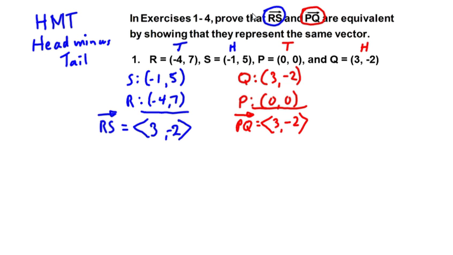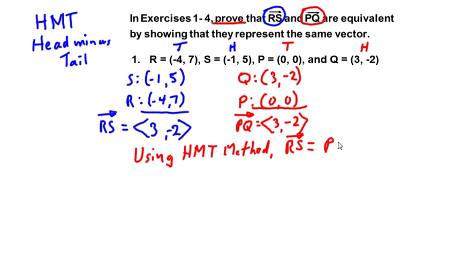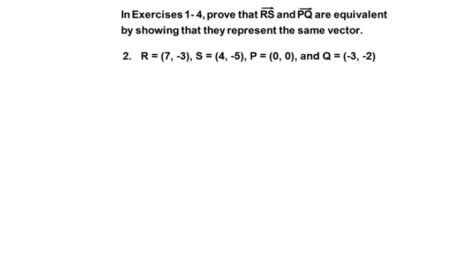Okay, it says prove. Say, make it kind of a statement using HMT, head minus tail method. Okay, we have vector RS equals vector PQ. There we go. So a little summary statement. So that's problem number 1. Let's go to problem number 3.